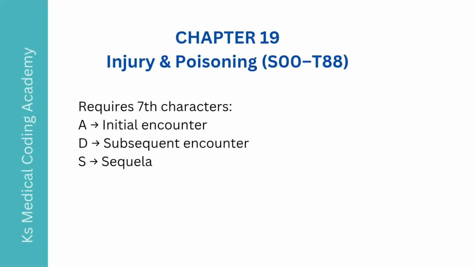Chapter 19. Chapter 19 includes injury, poisoning, and certain other consequences of external causes, coded from S00 through T88. Most injury codes require a seventh character: A for initial encounter, D for subsequent encounter, S for sequela.